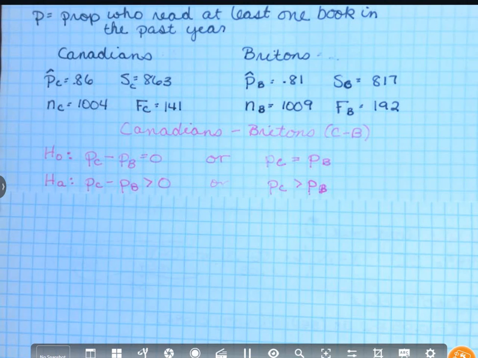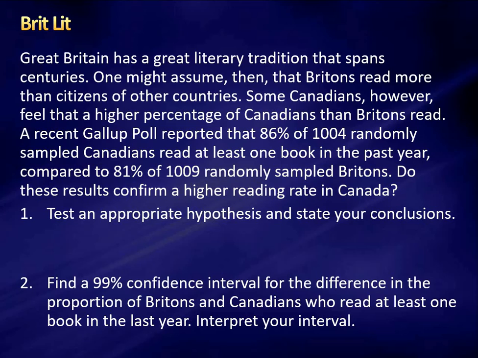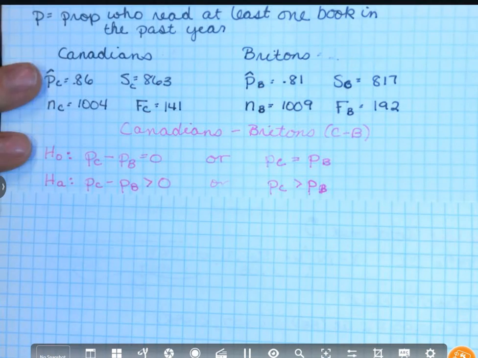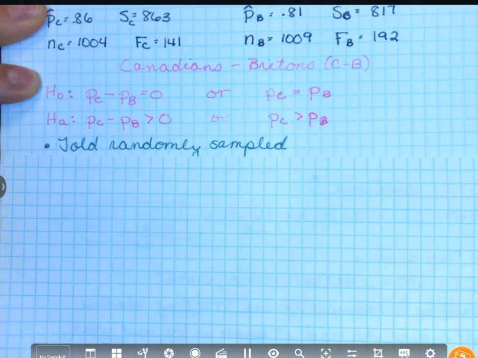Are we doing okay? What would come next? Assumptions. So let's talk about our assumptions, and we'll flip back and forth to the question itself. What is one of my first assumptions? Random. Do you see the word random in there? So we have randomly sampled Canadians and Britons. Both groups were randomly sampled. So I'm going to put that down. We were told that they were randomly sampled.